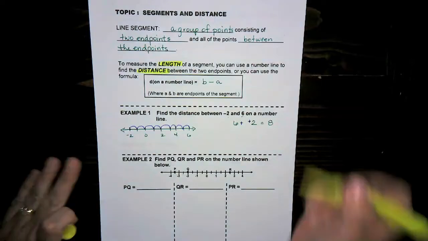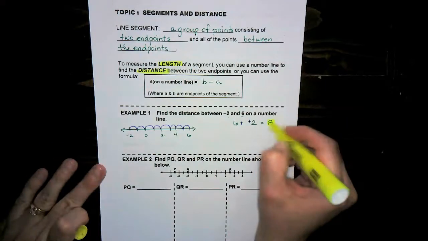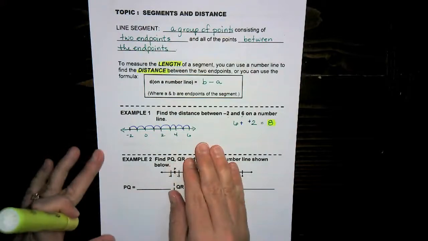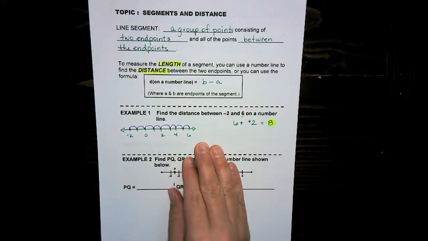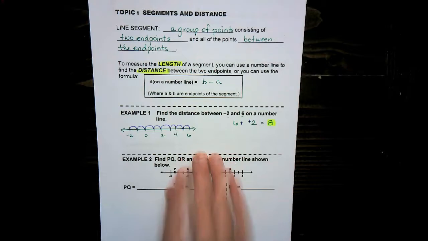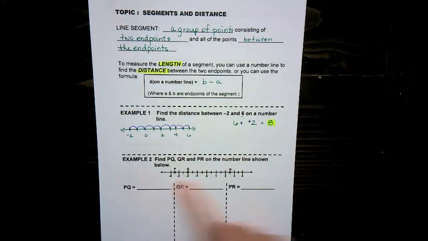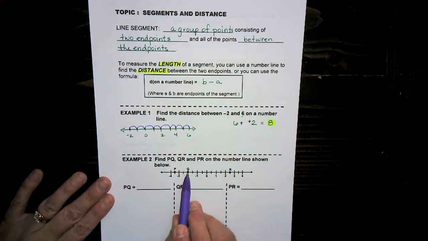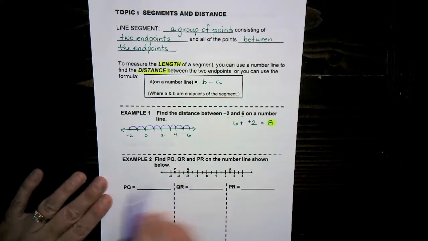Now, I do it visually so you can see that, but I want to get to where I can use the formula because what if these 2 points are really far away from each other? I mean, that's the benefit of using a formula. So let's look at example 2. I've got a number line drawn and I want to find the distance of PQ. Now, let's think about that.